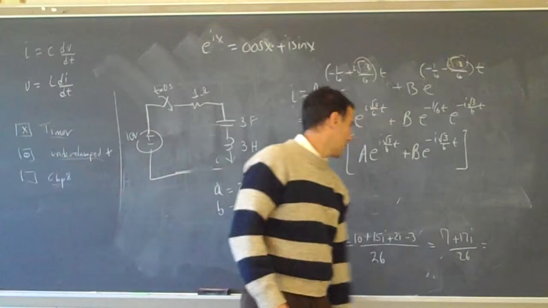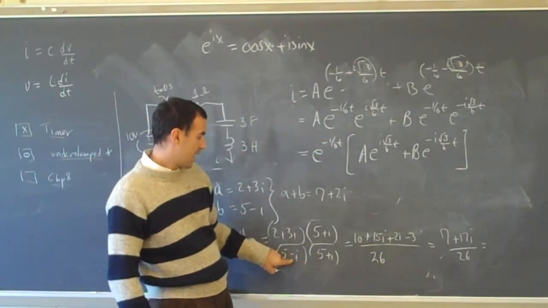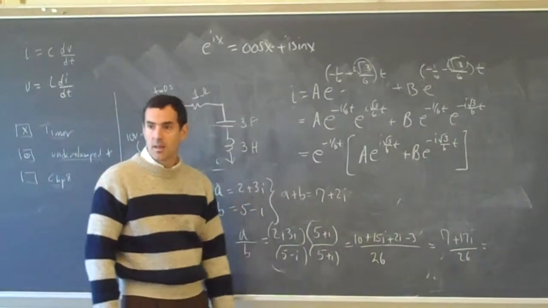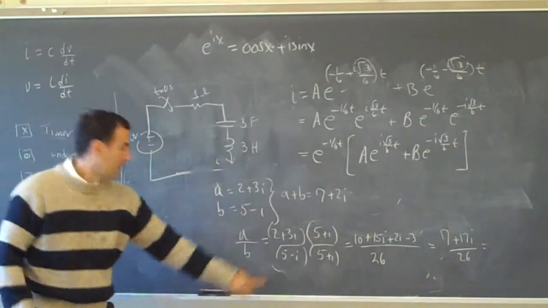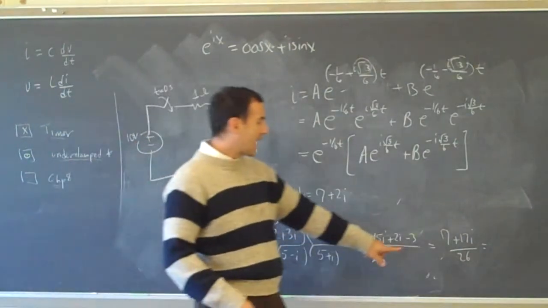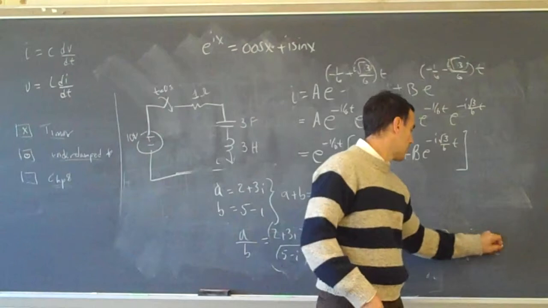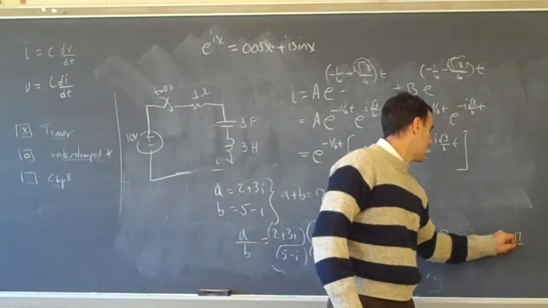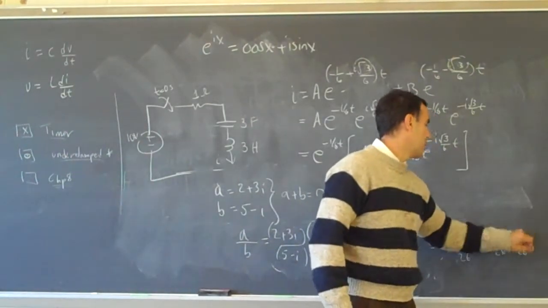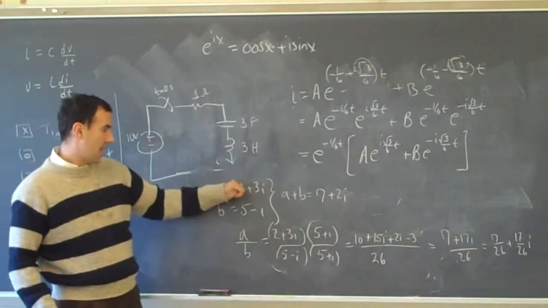Wouldn't the bottom then be 24? No, because that negative times i times i. The i times i gives me -1, but I have another negative sign that makes it positive. And then now I can divide the 26 into both terms. So I'd get 7 over 26 plus 17 over 26 i. Okay? That is what I get when I divide A by B.